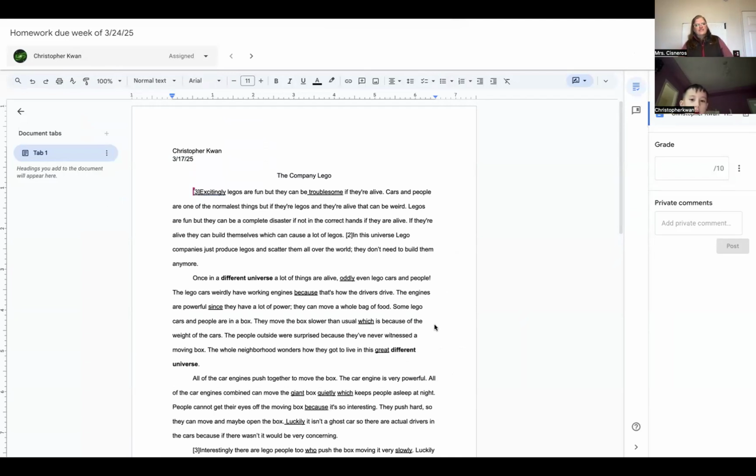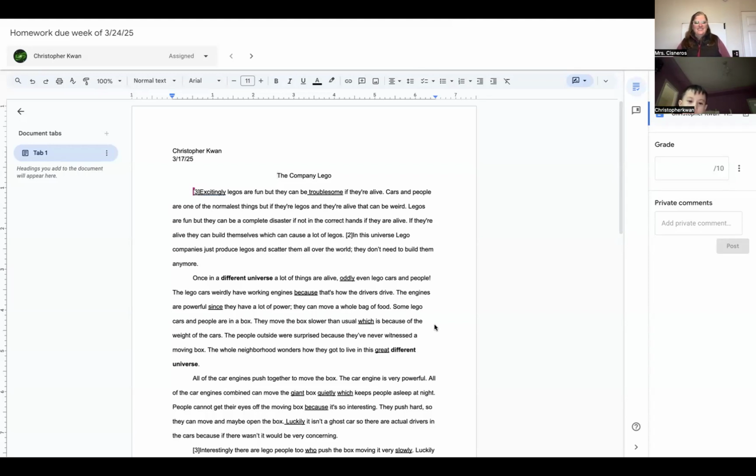Excitingly, Legos are fun, but they could be troublesome if they're alive. Cars and people are one of the normalest things, but if they're Legos and they're alive, that can be weird. Legos are fun, but they can be a complete disaster if not in the correct hands if they're alive. If they are alive, they can build themselves, which can cause a lot of Legos. In this universe, Lego companies just produce Legos and scatter them all over the world. They don't need to build them anymore.